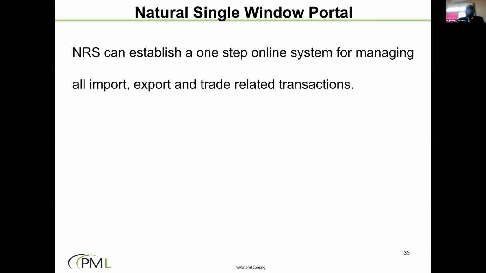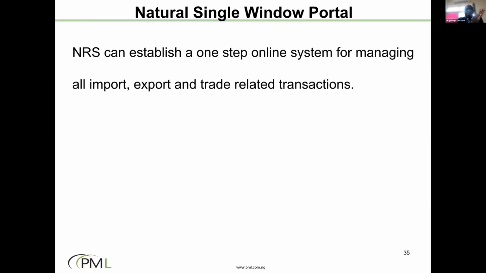Another thing is the national single window portal. The NRS can establish a one-step online system for managing all import, export, and trade-related transactions. The NRS has the capacity now because they are going to be the one to collect on behalf of others. So those other revenue agencies will do the reporting and the assessment, then the NRS, with that single window portal, can see whether the relevant taxes are being paid on the activities.